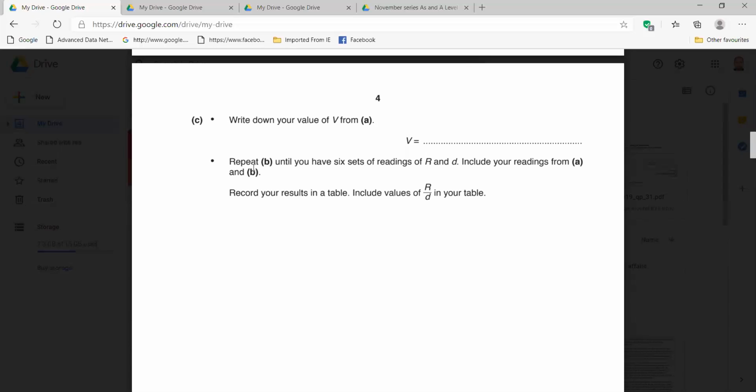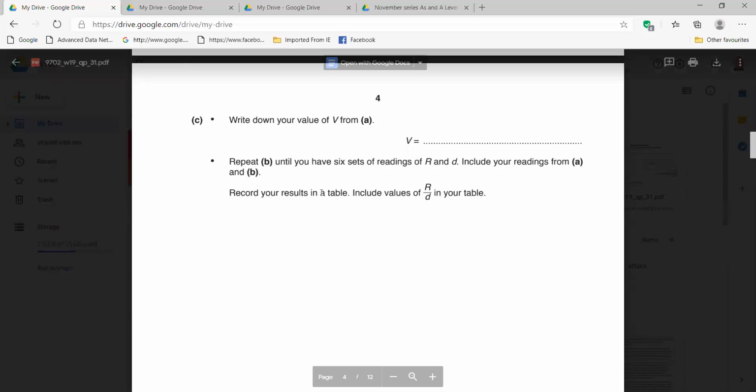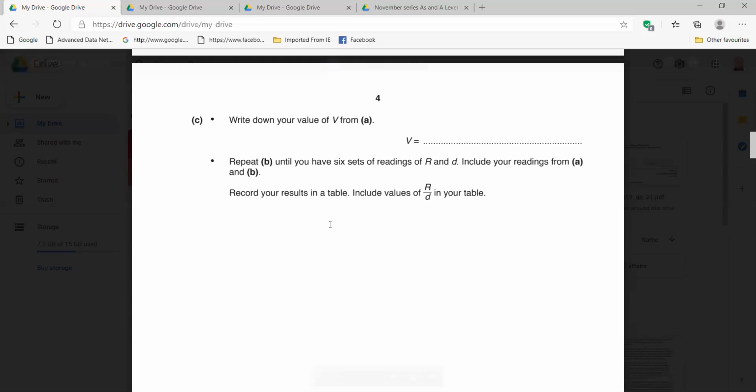Look, repeat B until you have 6 sets of readings of R and D. Include your readings from A and B. That means in A you got one reading, in B you got one reading, and those two readings are already available, right? Now, how many more do you need to get 6 sets of readings? Four more.